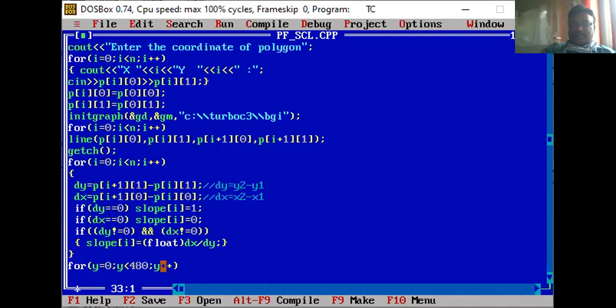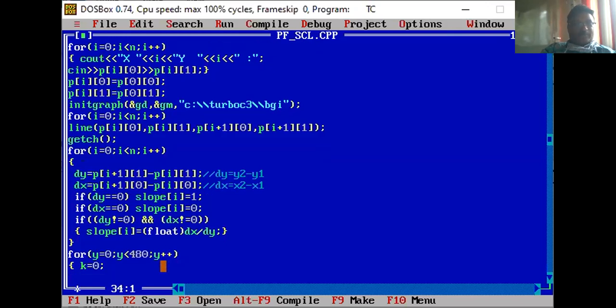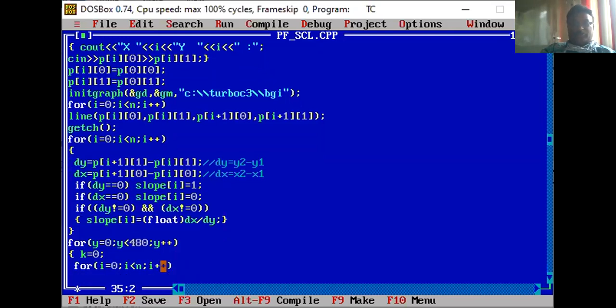Okay, and then I have to start one intersection point, k is equal to 0. Suppose this is my intersection point. Now start calculating the intersection. For i equals 0, I have to scan while i is less than n, i plus plus. Got it? So that I have to scan. Everybody understood up to this point?